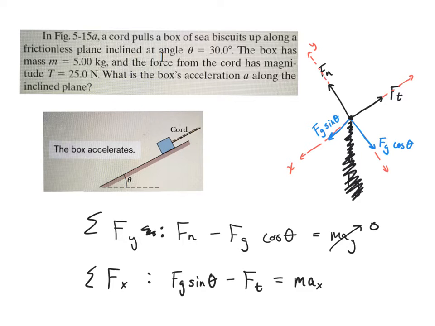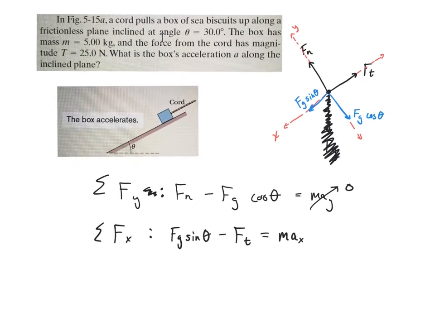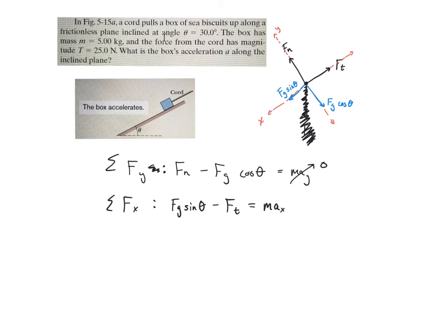But this problem says, determine the acceleration of the block. So there's a good chance it's not going to turn out to be 0, but let's figure it out. Does the y direction help me at all? Do I need the y direction? Let's see, what do we know? In the problem, we're given tension is 25. Okay, that's good. We're given the mass is 5. Fg sine theta is really just 5 times gravity times the sine of the angle.